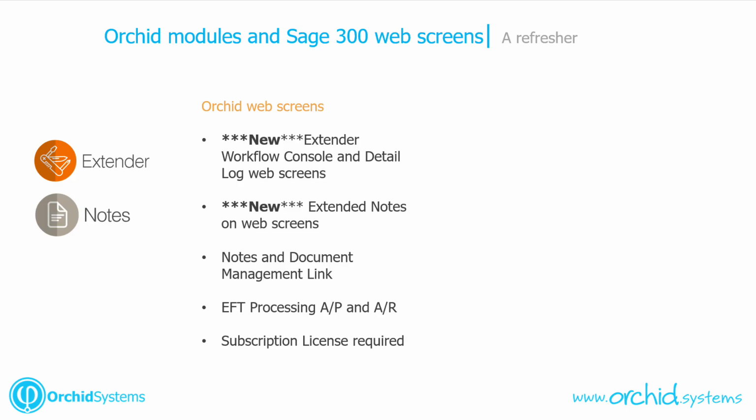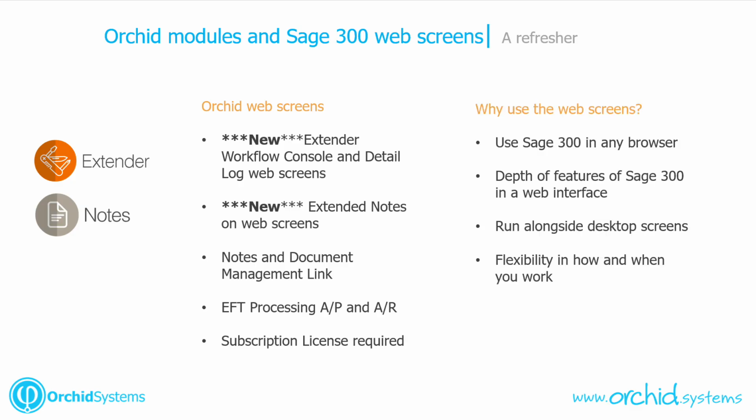A reminder that you do need a current subscription license to run the web screens. Why would you use the web screens? It lets you use Sage 300 in any browser. It gives you the depth of features of the Sage 300 ERP application in a web interface. You can run it alongside the desktop screens, so you can have some users running on the web screen, some users on the desktop screens, depending on what they're doing, which gives you flexibility in how and when you work.